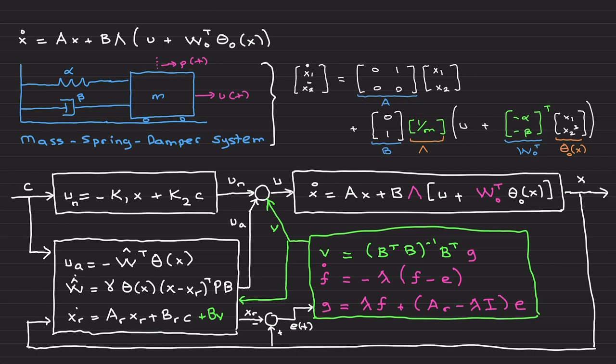If you remember from that video, we can write this system into this format. A appears like this, B appears like this, lambda is 1 over m, and W0 is basically including this unknown spring and damper constants multiplied these known bases.